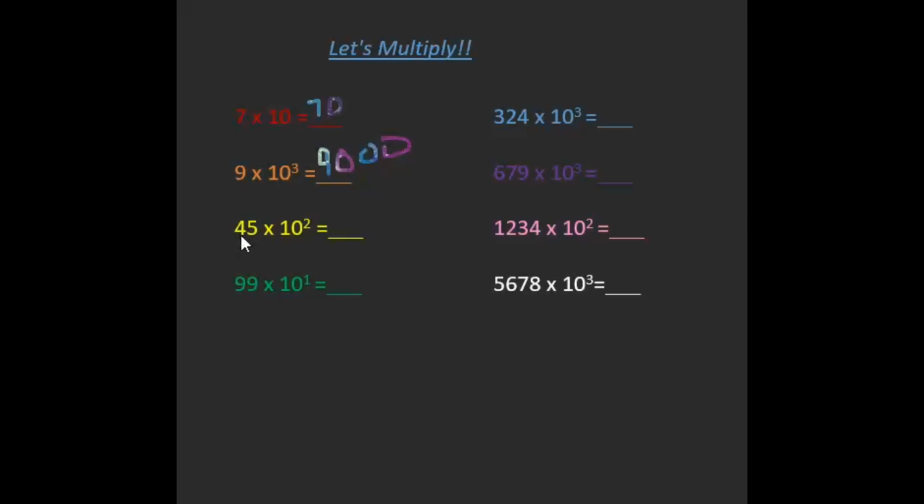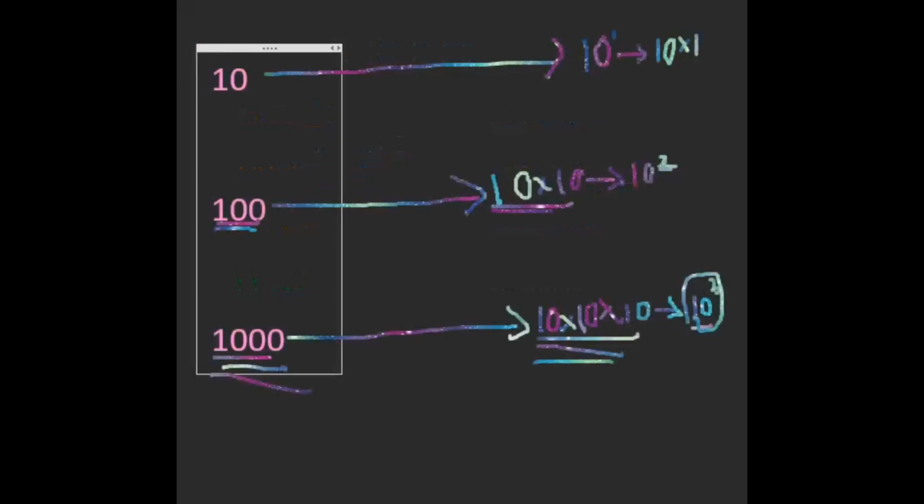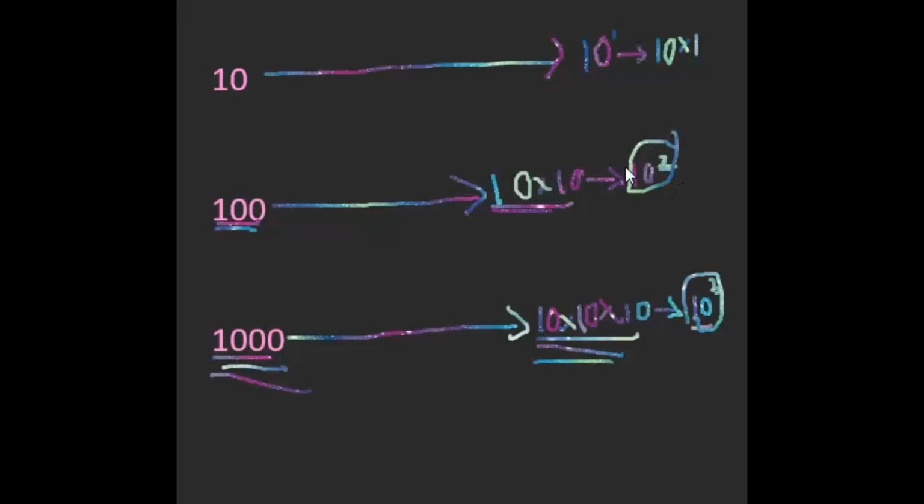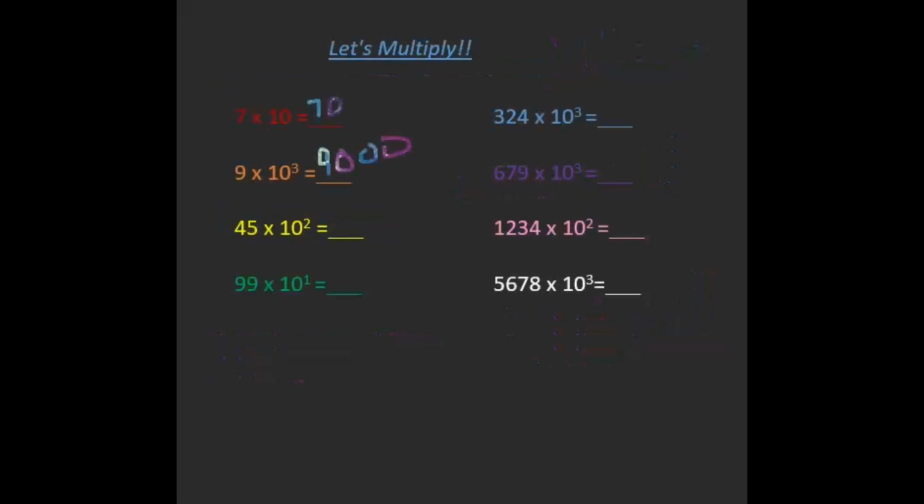Now let's move on to the next problem. 45 times 10 to the power of 2. Let's go back to the last page again, and let's see where we found that power of 2. Okay, so the power of 2 is right here, which is equal to 10 times 10, which is equal to 100. So, we know that 10 to the power of 2 is 100, so that means this equation is basically asking 45 times 100, which is 4,500.